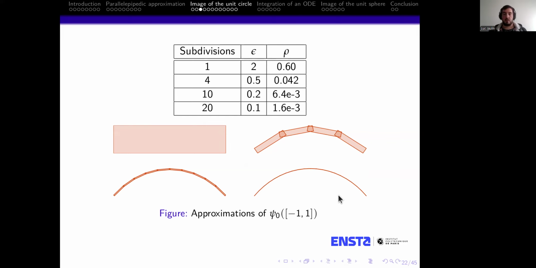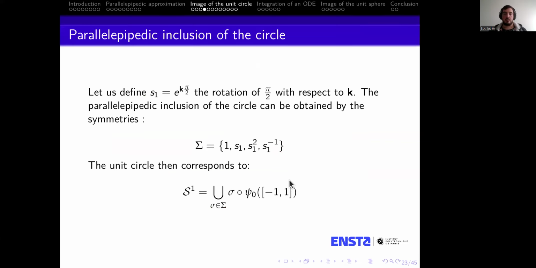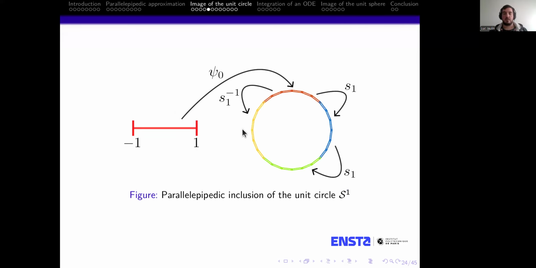Now that I have a quarter, I can construct the whole unit circle by relying on symmetries. If I define S1 as a rotation of, let's say, 90 degrees, or pi over 2, I can define my unit circle with 4 symmetries and the psi0 function defined earlier.